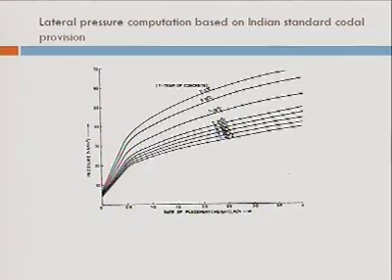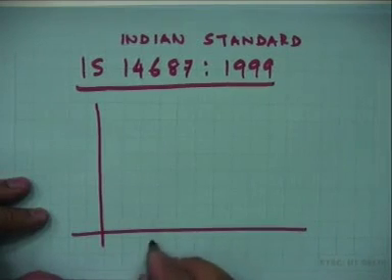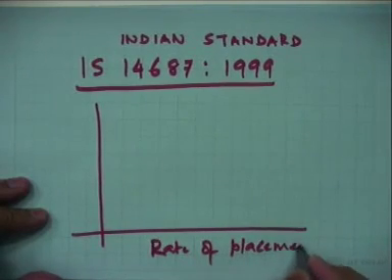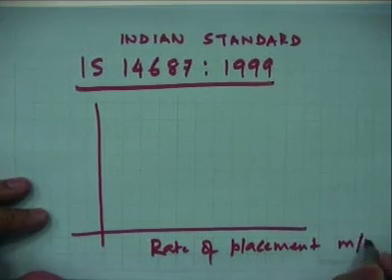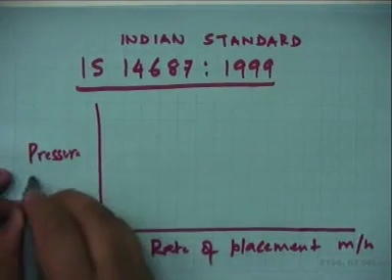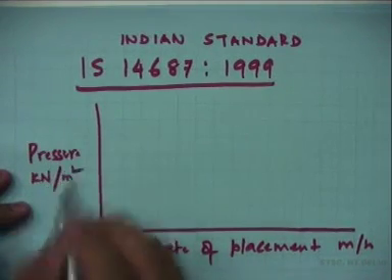There are different curves corresponding to different temperatures of concrete, starting from 5 degrees Celsius to 40 degrees Celsius. So, the top curve is for 5 degrees Celsius, the bottom most is for 40 degrees Celsius. If I just try to draw it on this piece of paper, it is something like this: rate of placement, as I told you, this is in meter per hour, this is your pressure, it is kilonewton per meter square.